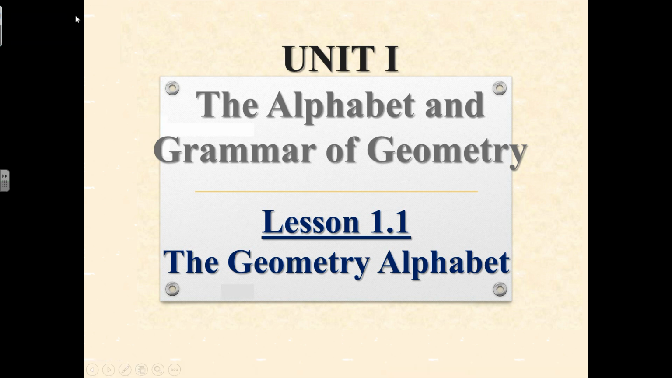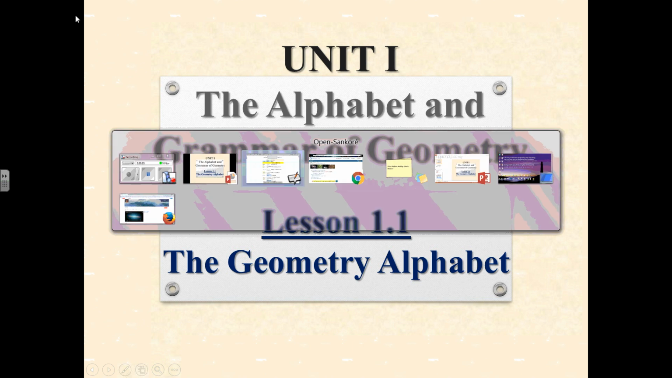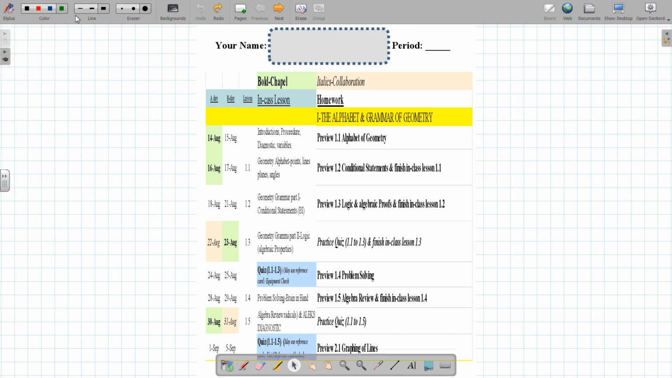Unit 1, the alphabet and grammar of geometry. Lesson 1.1, the geometry alphabet. Students, you want to have your new preview notes on hand. You are going to notice that there is a course calendar on the front.